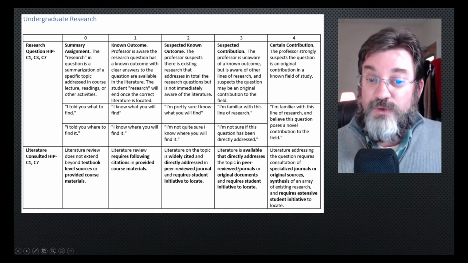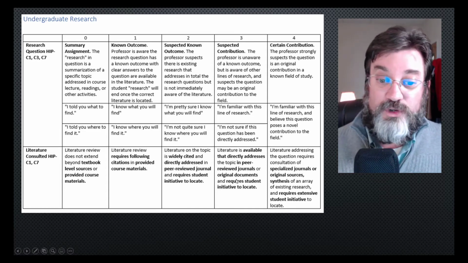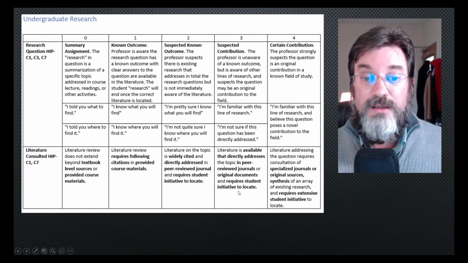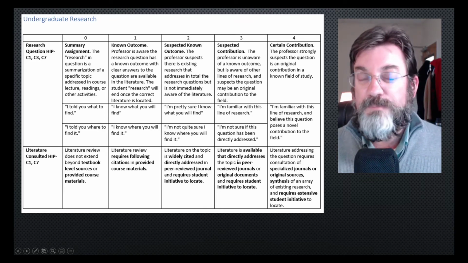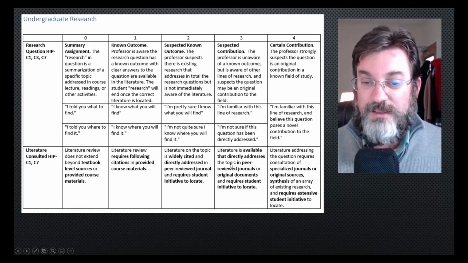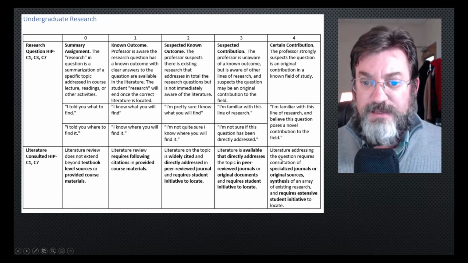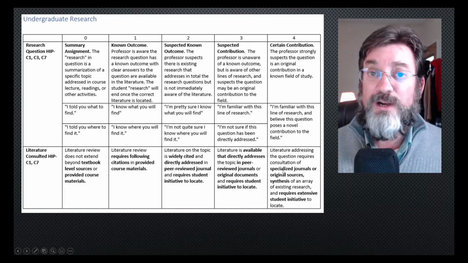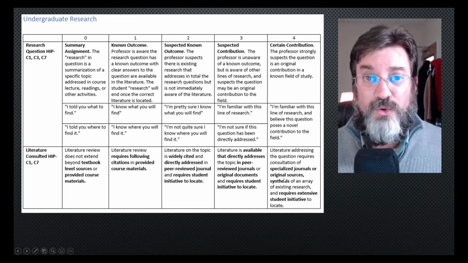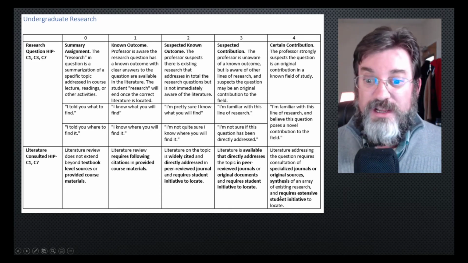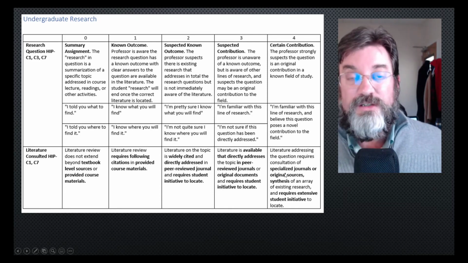Literature is available that directly addresses the topic in peer-reviewed journals or original documents and requires student initiative to locate it. So this is maybe a little bit more obscure research, but the question is directly addressed. And then, of course, the hippest of these: literature addressing the question requires consultation of specialized journals or original sources, synthesis of an array of existing research, and requires extensive student initiative to locate.